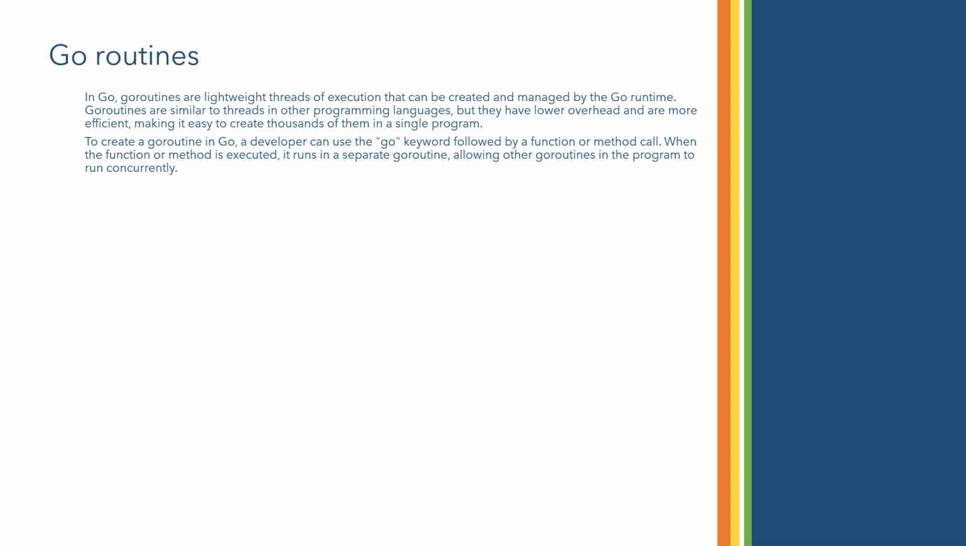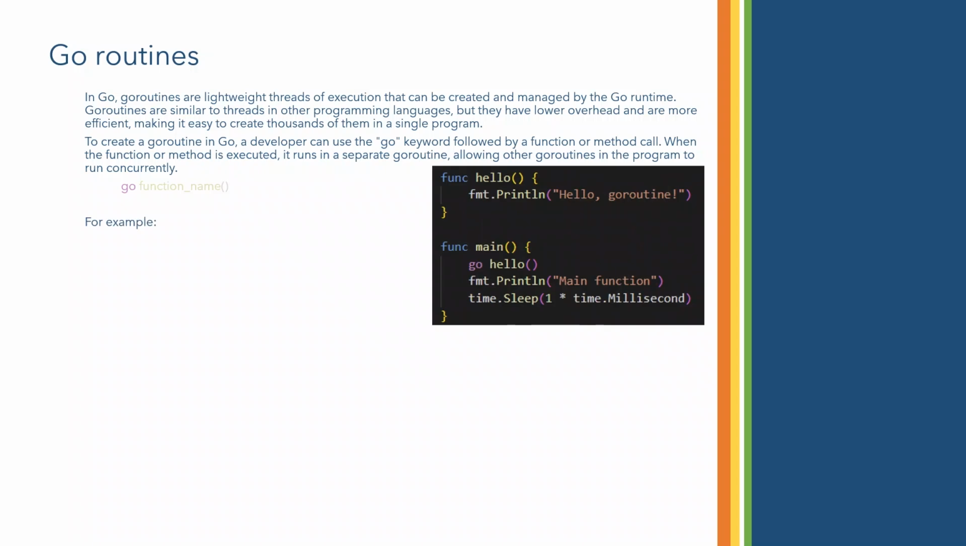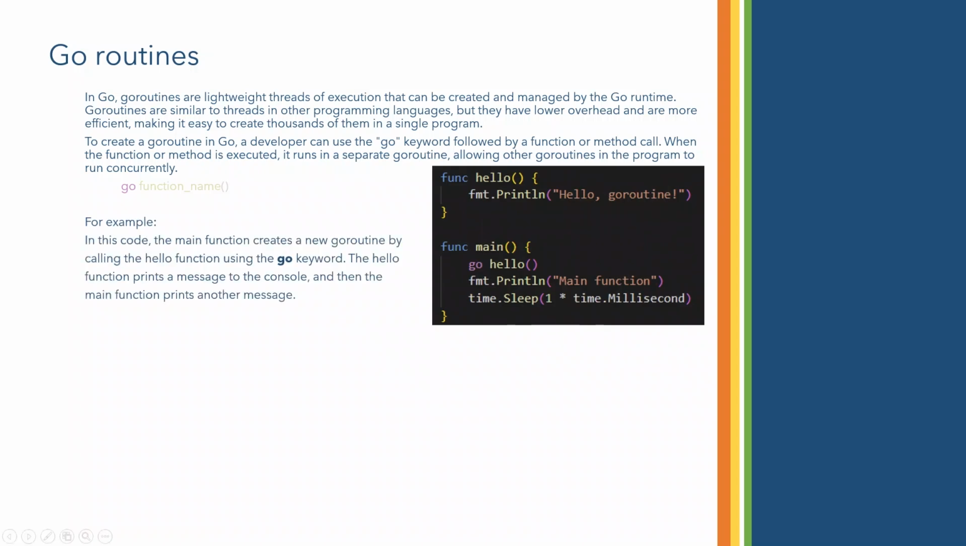When the function or method is executed, it runs in a separate Go routine, allowing other Go routines in the program to run concurrently. Go is the keyword, and you can write any function name that you want to make a Go routine. For example, in the code, the function hello just prints "hello Go routine". In the main function, go hello is where we are making a concurrent call to the hello function. The hello function prints a message to the console, and then the main function prints another message. We'll see that in the hands-on coding time.